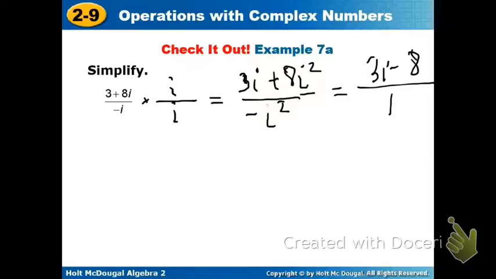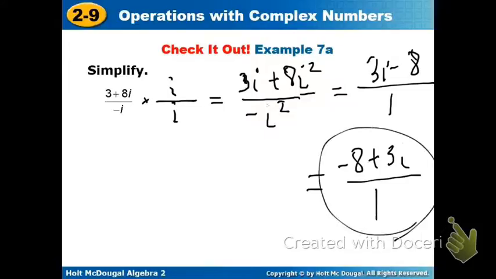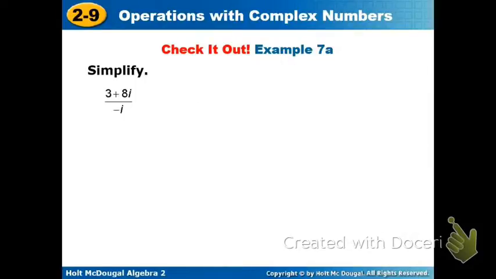We just need to put the top part into the actual standard form for complex numbers. So that's going to be negative 8 plus 3i. And if you want to leave the 1 on the bottom, you can. Negative 8 plus 3i all over 1. Last but not least, we have one last example.